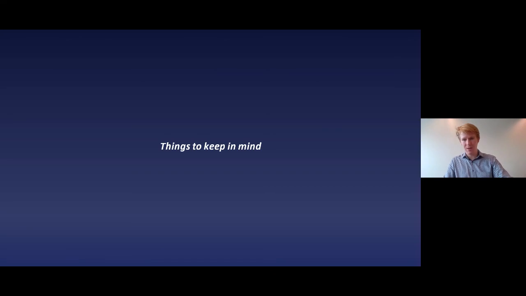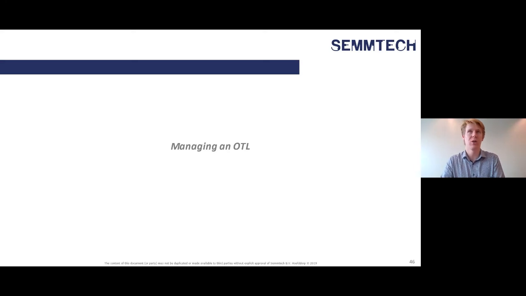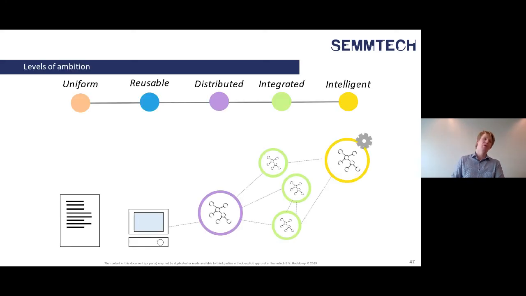So finally, to round things up, we have some things to keep in mind specifically when it comes to managing an object type library. So when I mentioned that we have different types of object type libraries, and the different types suit different needs and purposes, this is very true, and depends on, of course, what you want your object type library to be for and how you want to use it.